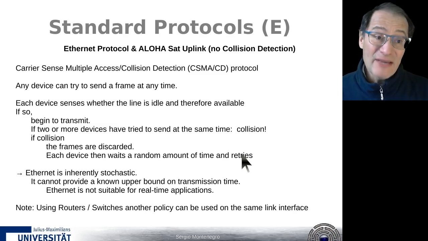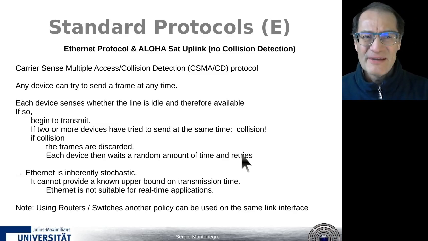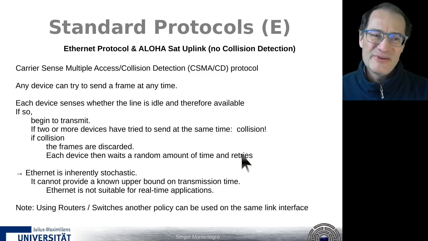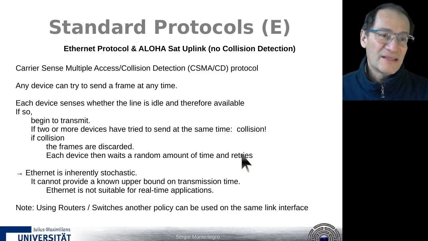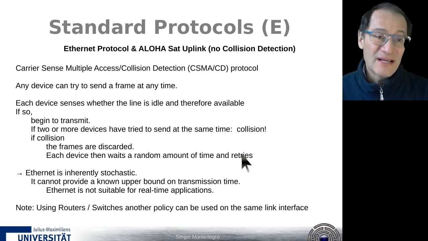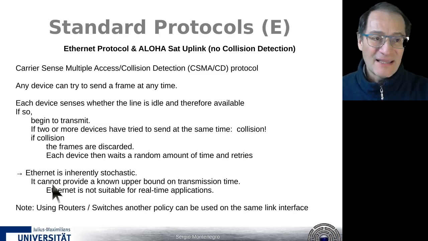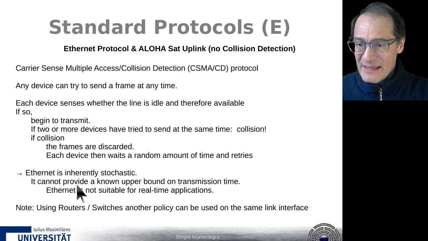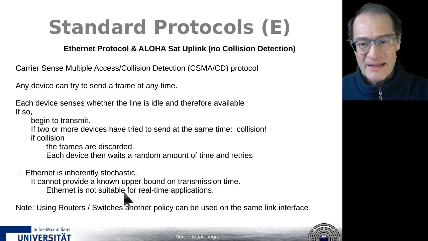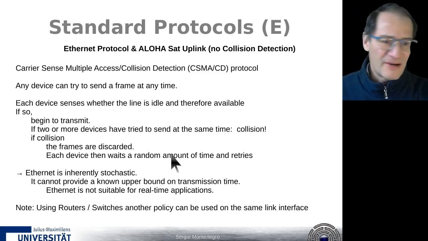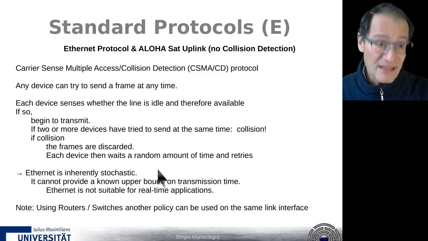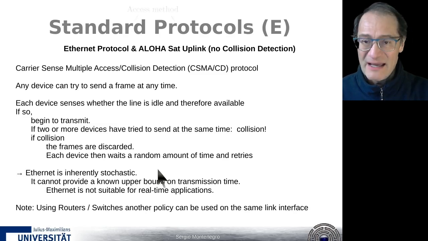The probability of many collisions one after another is very low. The probability of 2 collisions is very low. The probability of 3 or 4 collisions is almost 0. But there is no guarantee. It could occur, and if you have time-critical data, then you are lost. This is what we use in Ethernet. The typical implementation of Ethernet is a stochastic access. It cannot provide an upper bound for transmission time. Therefore, normal Ethernet is not suitable for real-time applications. But there are other versions of Ethernet, for example, the time-triggered Ethernet, which works pretty well. I'm going to talk about this later.